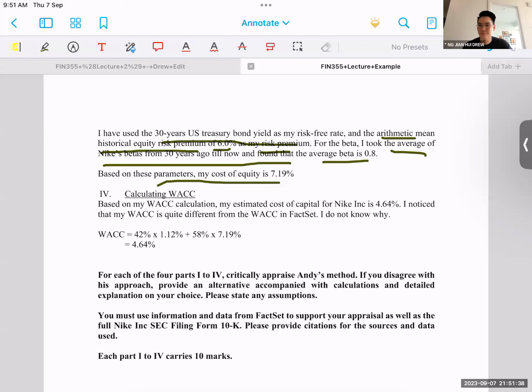Yes, okay, that's a very good point. Average beta can be wrong, right? What you should use is the regression. If you can really run the regression to calculate the actual beta, that might be even better, so use the regression method.